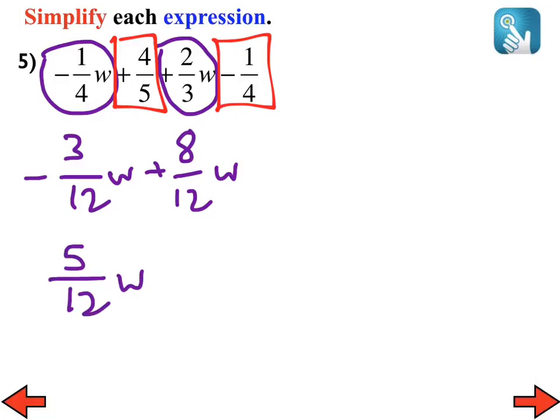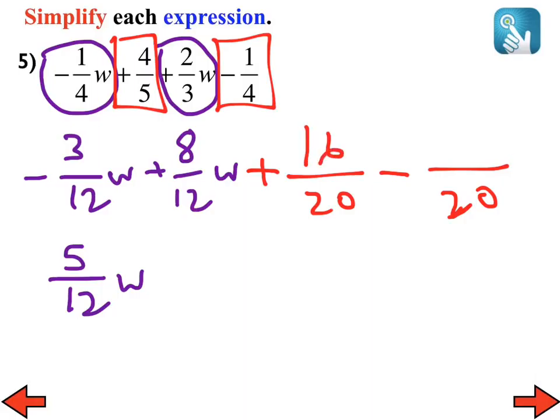Now for the constants, we have 4/5 and negative 1/4. What's the LCD of 5 and 4? 20. So we want this one to be over 20 and this one to be over 20, keeping that a subtraction sign. 5 to make that a 20 would be times 4, so this would be 16. And then 1/4 to make 4 into a 20 would be times 5, so 1 times 5 is 5.